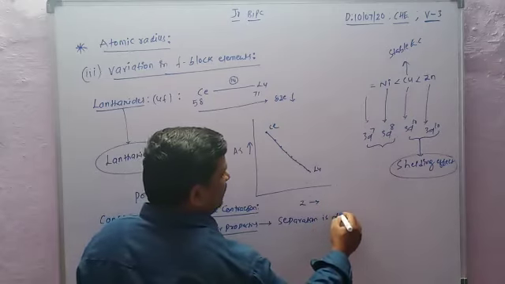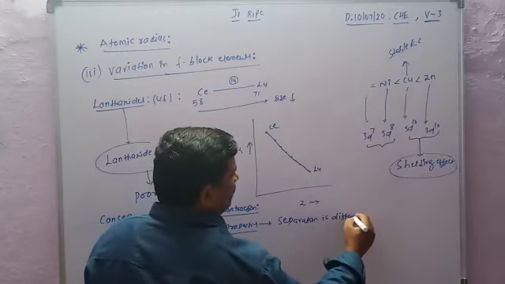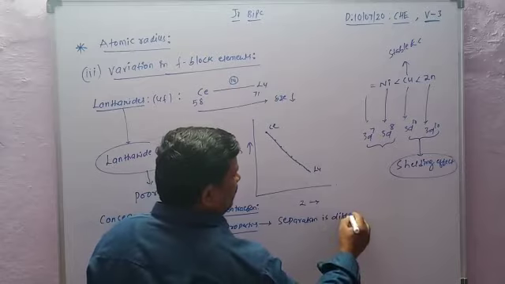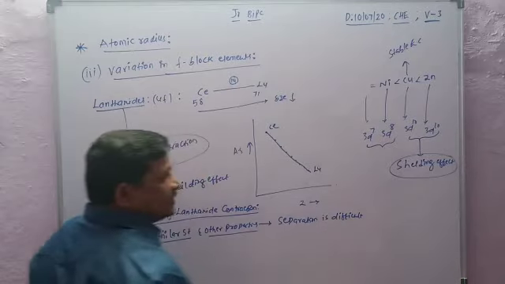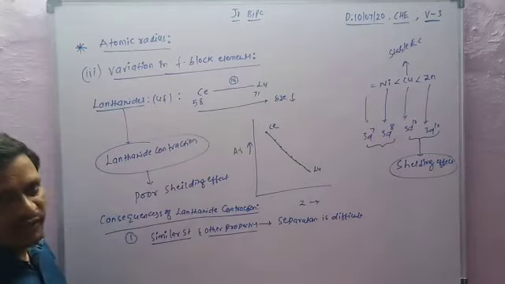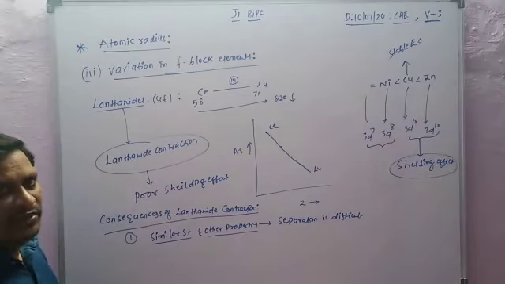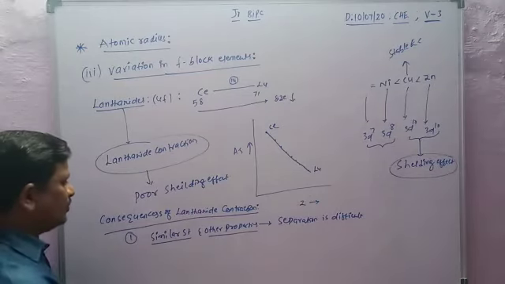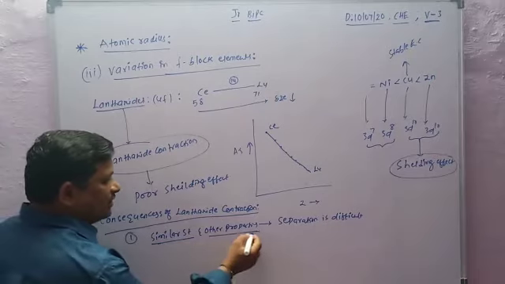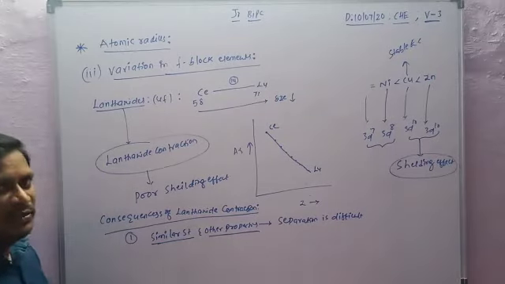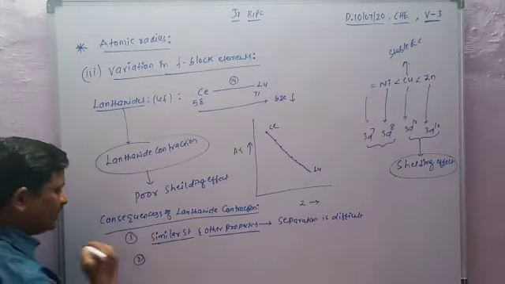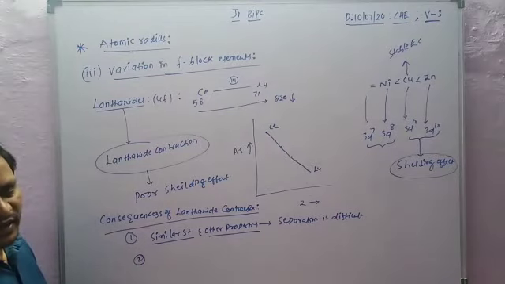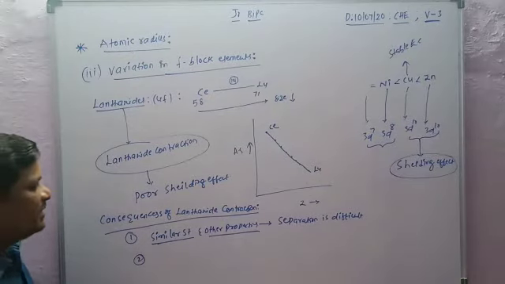Separation of lanthanide elements from their mixtures is difficult due to similar structure and other properties. Now, lanthanide contraction is present in transition elements also.